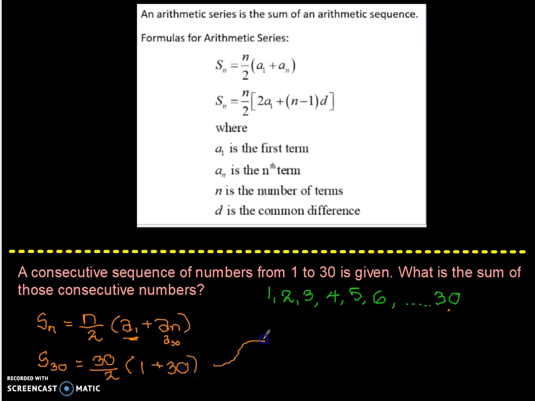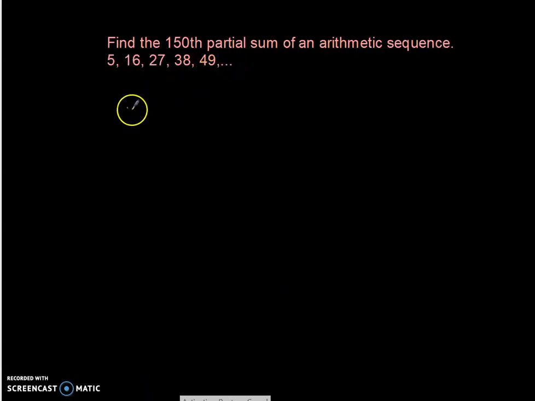And just remember PEMDAS, so we can solve for what's in the parentheses before we multiply, and then we have 15 times 31, which would give us a total of 465. So if you add all the numbers from 1 to 30, that should give you a total of 465. Okay, make sure you note these formulas down as I change to the next slide.